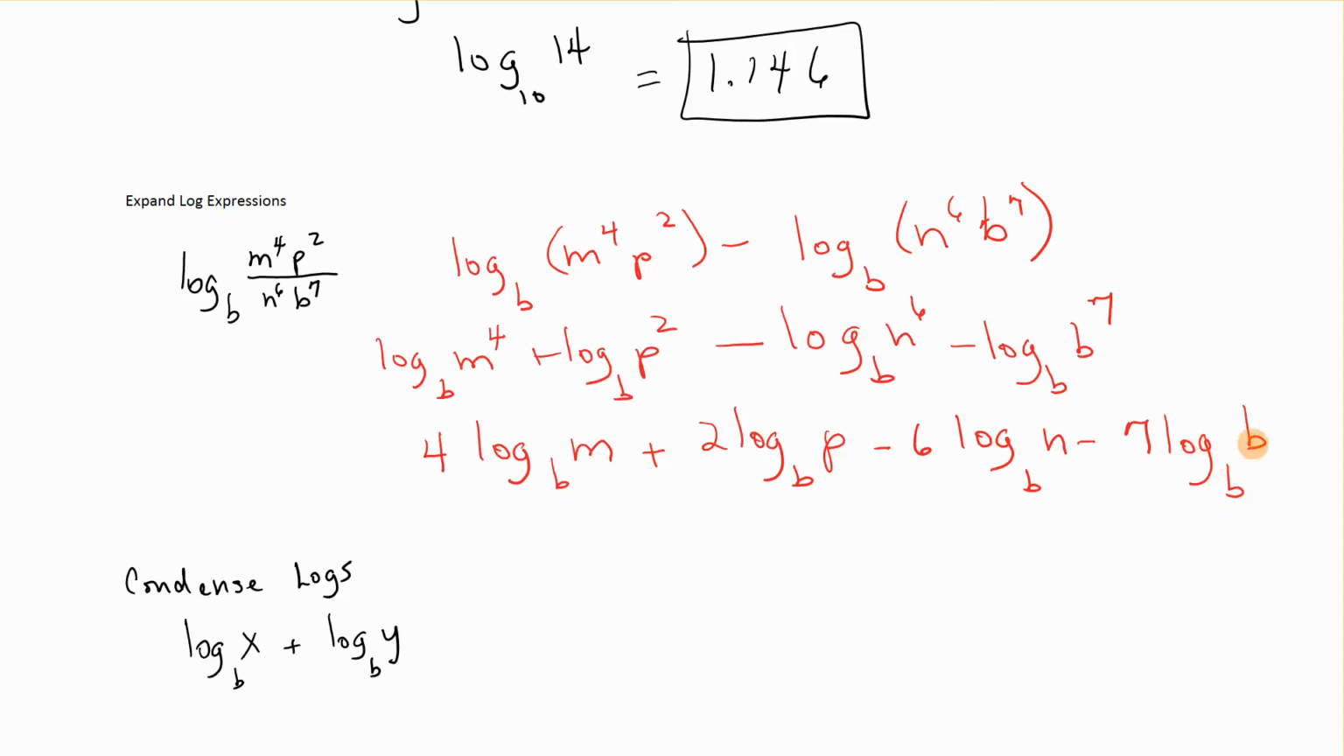The only other thing you would need to do in this one: log base b of b, anytime you have that, is equal to 1. That little part there evaluates to 1. And so 1 times 7 is just 7. And so in your final answer, you would just have a minus 7 at the end, not this. That would go away.